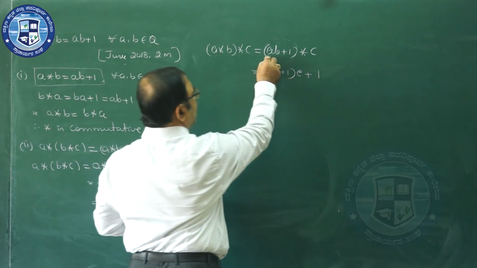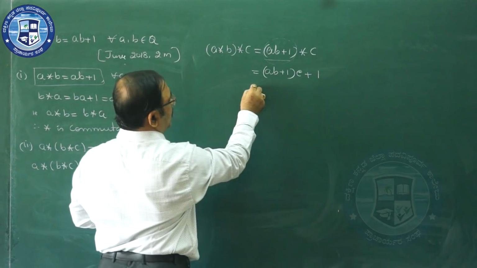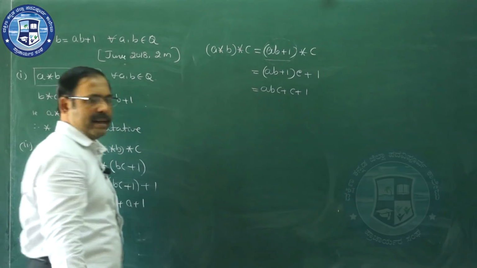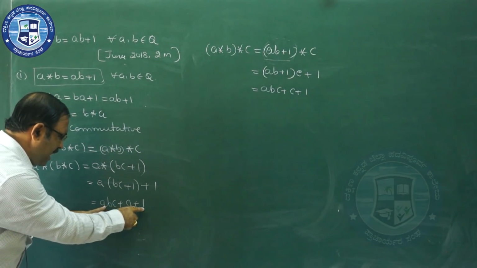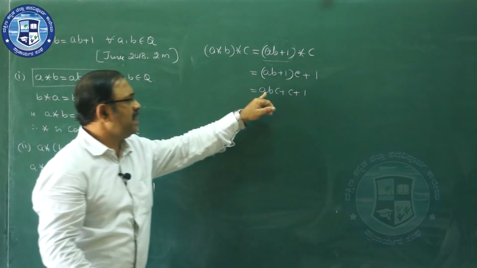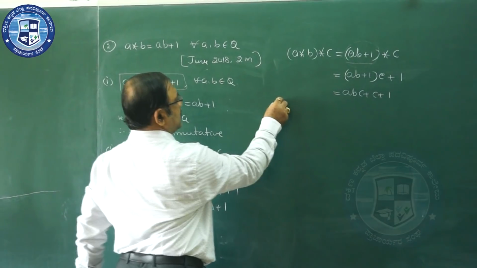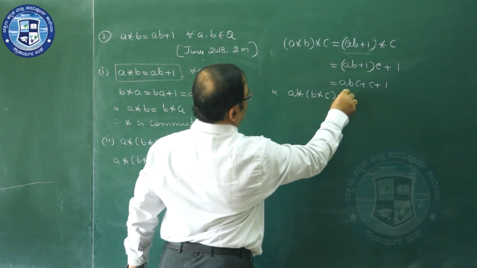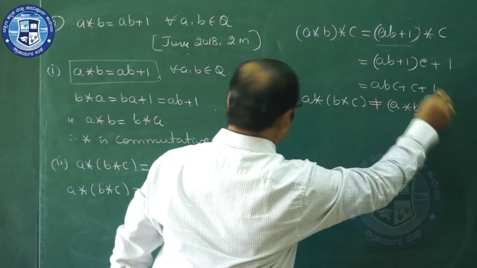So what is A star B star C? It is (AB plus 1) into C plus 1, so this is ABC plus C plus 1. Now find out A star (B star C): ABC plus A plus 1. And (A star B) star C: ABC plus C plus 1. Are they equal? That is, A star B star C not equal to A star B star C.